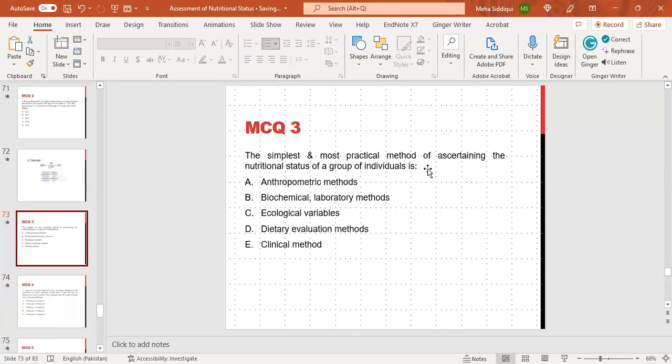MCQ number 3. The simplest and most practical method of ascertaining the nutritional status of a group of individuals is: anthropometric methods, biochemical laboratory methods, ecological variables, dietary evaluation methods, clinical methods. Alpha, anthropometric methods? No. The right option is clinical method, because it is the most practical method being used for assessing the nutritional status of a group of individuals.